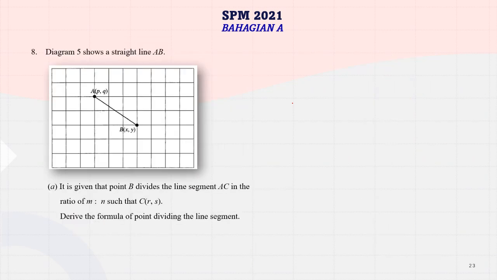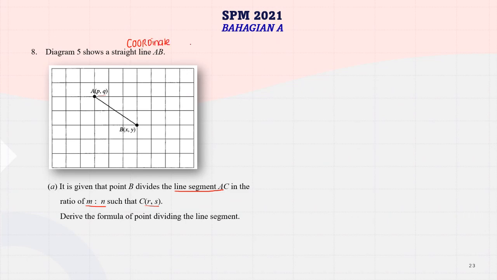Okay. We go to the next question, number 8. Okay, let's see what this is about, we read the whole thing first. Diagram 5 shows a straight line AB. Okay, AB, we don't know its coordinates but it is put as P and Q here. Okay, it is given that P divides the line segment AC in the ratio of M to N such that the coordinate of C is RS. Okay, when we see the words line segment and ratio, this one is coordinate geometry.